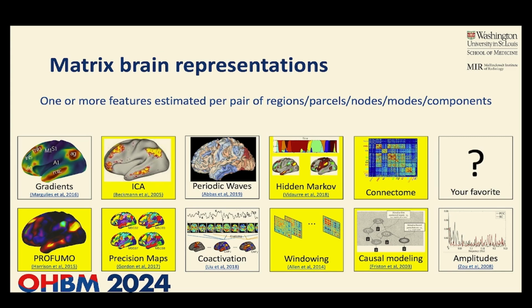Now, you might have noticed that some of these were yellow both on the previous slide for spatial representations and on this slide for matrix representations. And that's because some of these approaches provide multiple outputs. For example, independent component analysis, or ICA, estimates for each component or each resting state network a spatial map. And if combined with dual regression, you can also get a subject-specific time course for each of these networks or components. And then, of course, once we have a time course, we can do correlations between time courses to estimate a functional connectivity matrix.